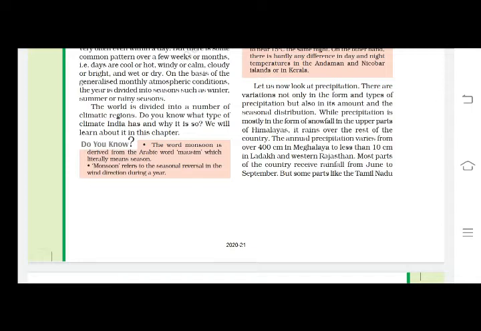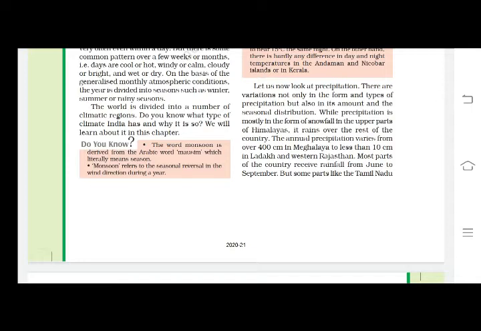Okay, if you are talking about precipitation, then not only the form changes but also the amount changes. Precipitation is mostly in the form of snowfall in the upper parts of the Himalayas. It rains over the rest of the country. Okay, in the Himalayas we have snowfall, and the rest of the country receives rain. The annual precipitation varies from over 400 centimeters in Meghalaya to less than 10 centimeters in Ladakh and western Rajasthan.